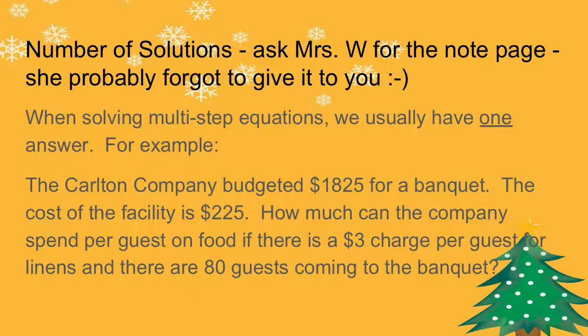For example, the Carlton Company budgeted $1,825 for a banquet. The cost of the facility is $225. How much can the company spend per guest on food if there is also a $3 charge per guest for linens and there are 80 guests coming to the banquet?